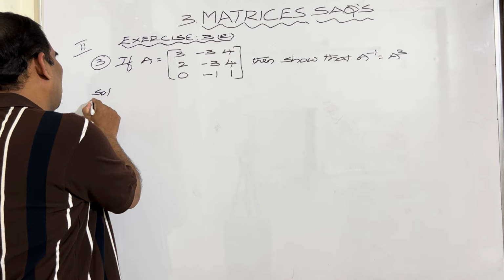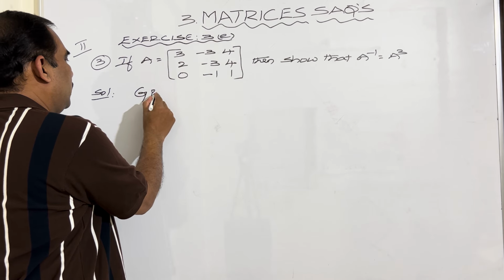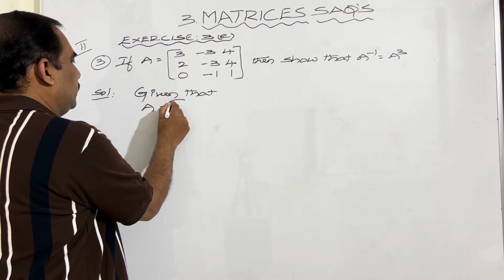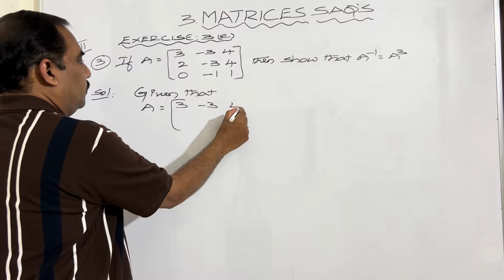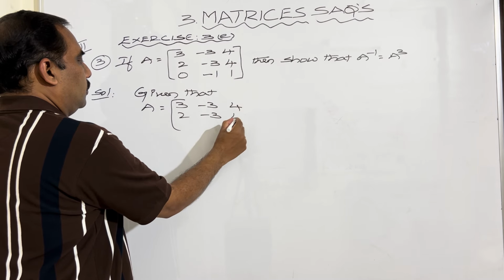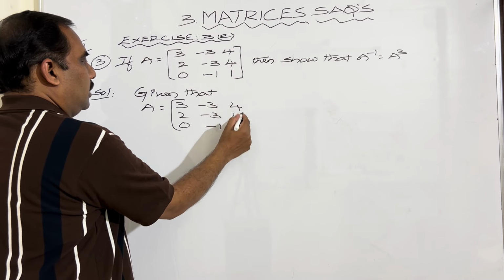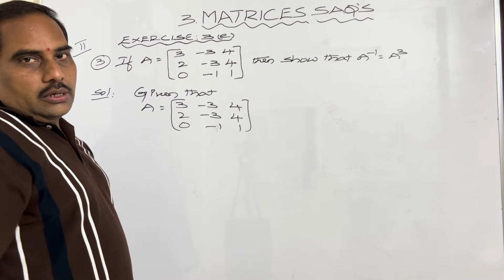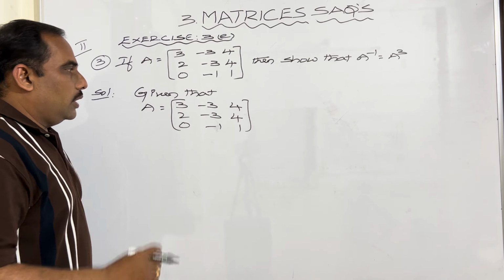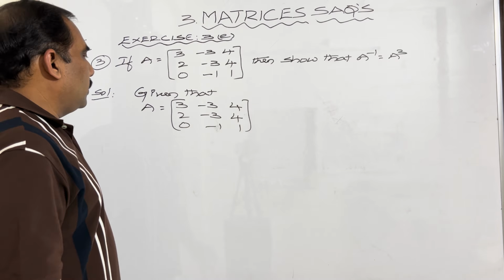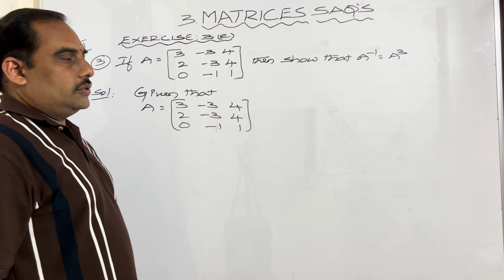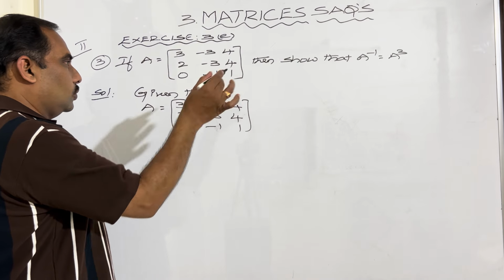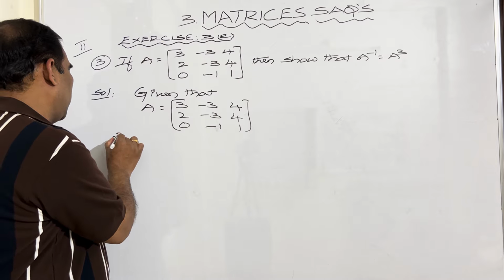Actually, from the given matrix A, finding A inverse and A cube is one method. Given that A is equal to [3, -3, 4; 2, -3, 4; 0, -1, 1]. Finding the inverse of matrix A and finding A cube, that is one method. Now here I am telling the alternate method. To show the required thing, what I am doing is finding A square.